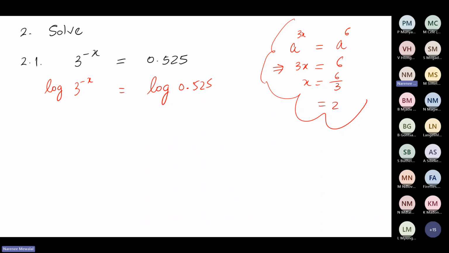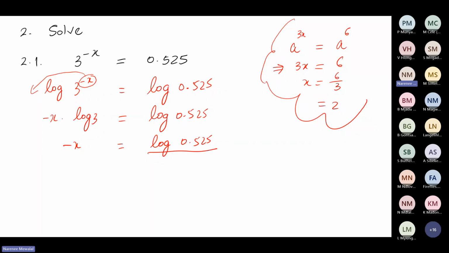0.525. Then, using your log law, the power law for logarithms tells you that you have to move that power in front of the log. So that will be minus x times log 3 is equal to log of 0.525. And then you're going to get minus x is equal to log of 0.525 divided by log 3.